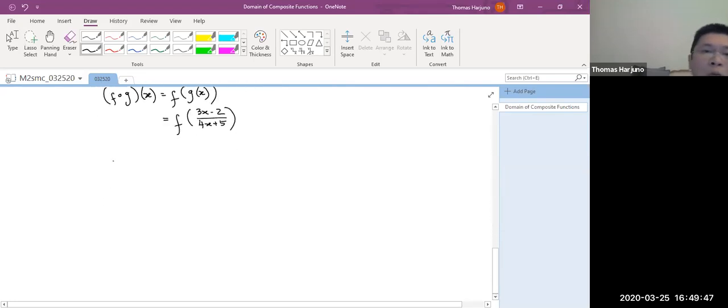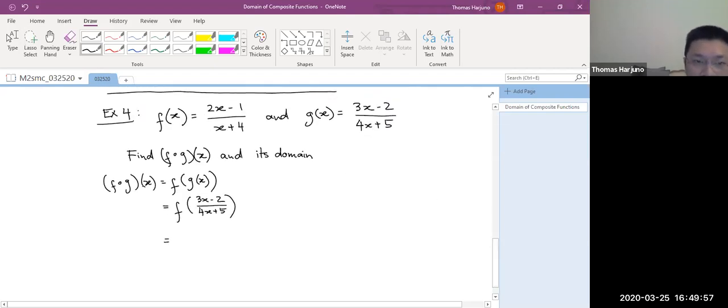Oh, by the way, I hope you realize that the idea of composition of function is something we already learned back in our intermediate algebra, supposedly. However, the difference between intermediate algebra and precalculus is the focus on the domain. So expect that when I ask you composition of functions, I usually also ask you what's the domain of the resulting composite function.